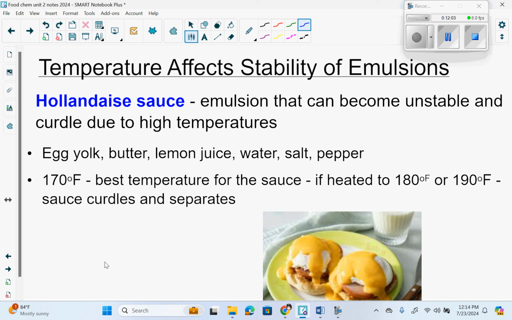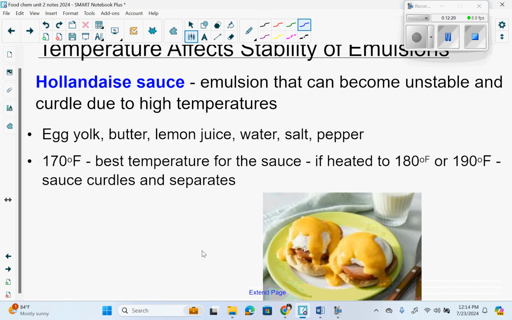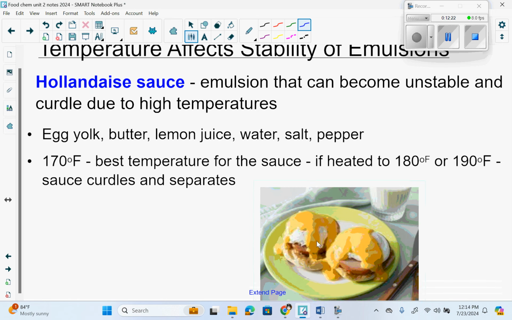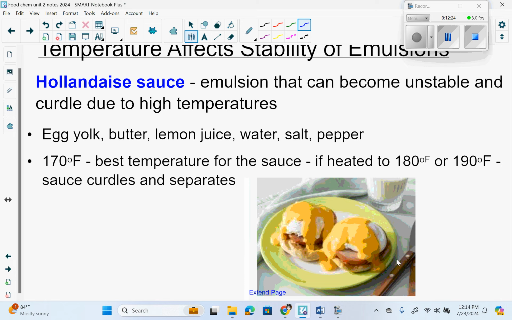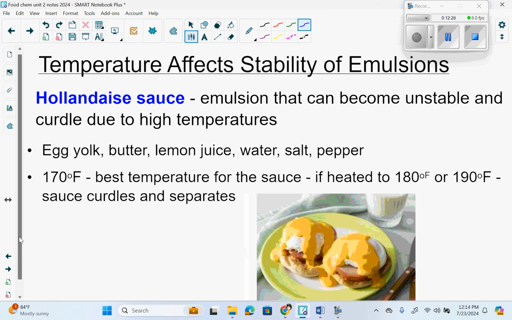So that sauce is made of egg yolk, butter, lemon juice, water, salt, and pepper. So 170 degrees Fahrenheit is the best temperature for the sauce. But check this out, if you heat it to 180 or 190, 10 to 20 degrees higher, that sauce will curdle and separate. So a lot of times in cooking shows, people say that the sauce breaks, and that's why, because temperature does affect the stability.